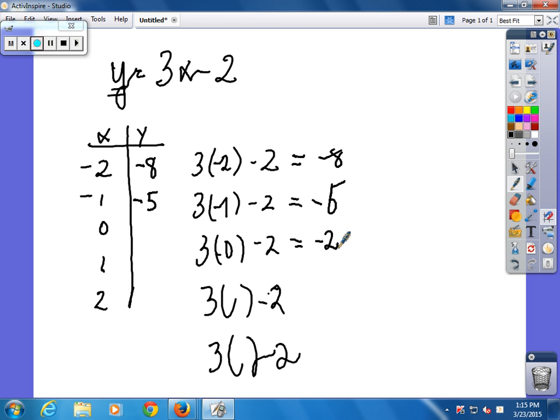And at this point, you can see a pattern. -8, -5, -2. What are we doing each time? Adding 3. So what's -2 plus 3? 1. What's 3 minus 2? 1. And what's 1 plus 2? 3. And then you plot those points. I'm sorry, what? Oh, yeah, 4. Thank you. 1 plus 3 is 4.